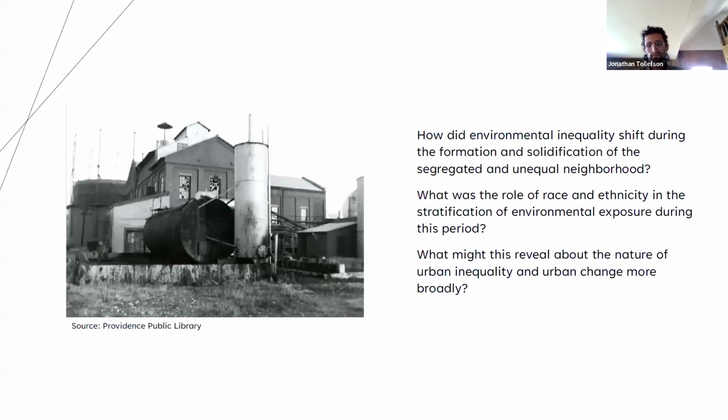I'm asking a few key questions here. How did environmental inequality shift during the formation and solidification of neighborhood segregation? What was the role of race and ethnicity in the stratification and environmental exposure during this initial period? And what does this reveal about the nature of urban inequality and urban change more broadly?